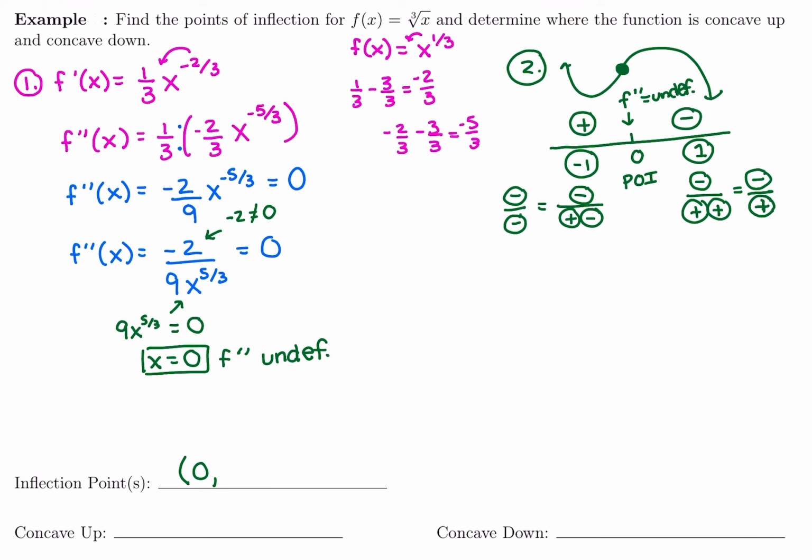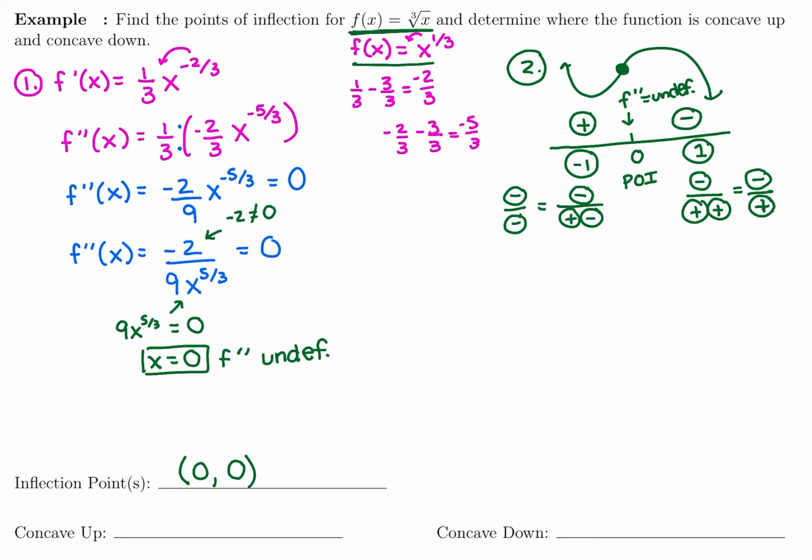So I need to plug 0 into the original function, see if it doesn't give me an error. If it doesn't, then I'm good to go. So I'm going to do the cube root of 0, or if it's easier for you, you can do 0 to the 1/3. And does that work? Yes, you get 0 out. So we do have an inflection point because it does make the second derivative undefined, and it does have a change in concavity, and we also know it is a point on the graph. It doesn't give us an error. Even though it made the second derivative undefined, it didn't make the original function undefined.